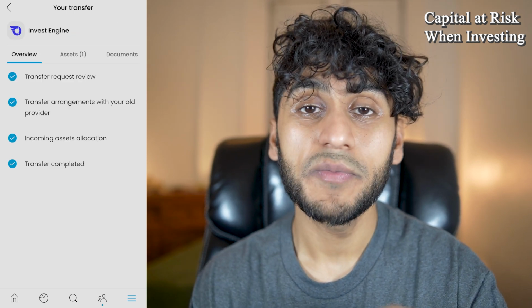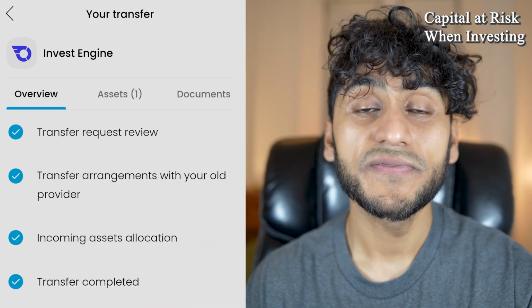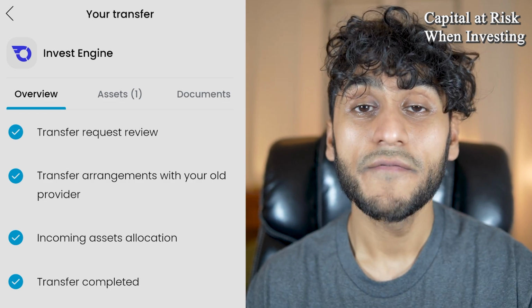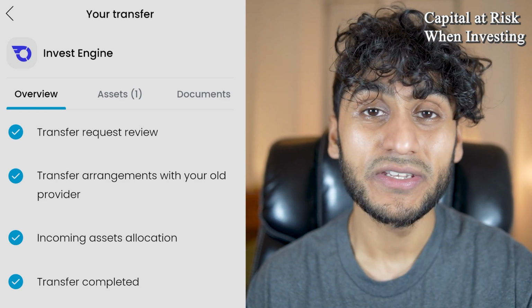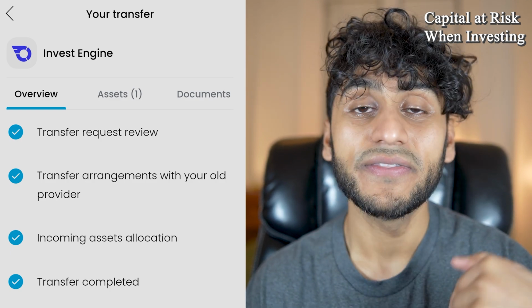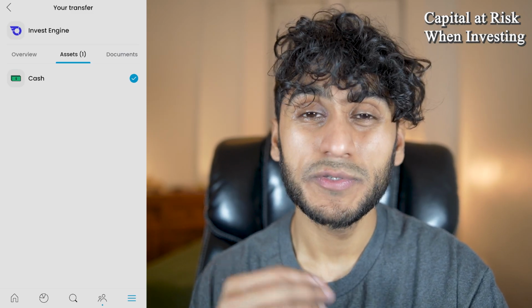Here is what happened with my previous transfer process. As you can see, it has to pass a transfer request review first, then transfer arrangements with your old provider, for example Vanguard, happen between Trading 212 and Vanguard, and then your incoming assets get allocated and the transfer is complete.